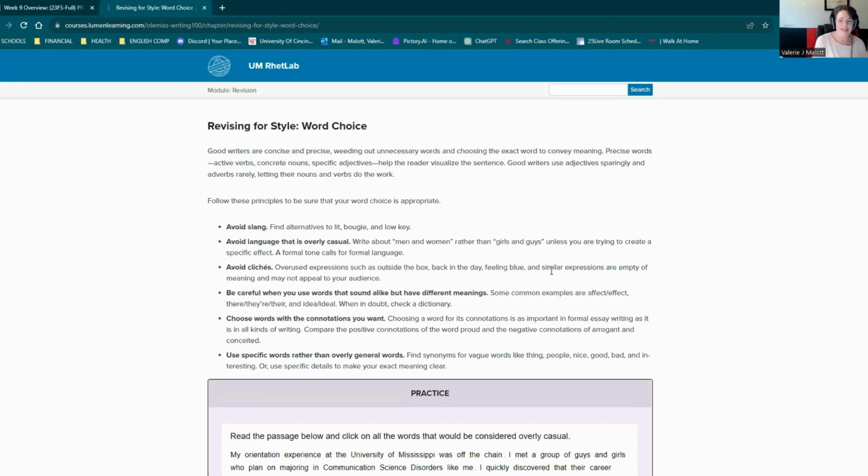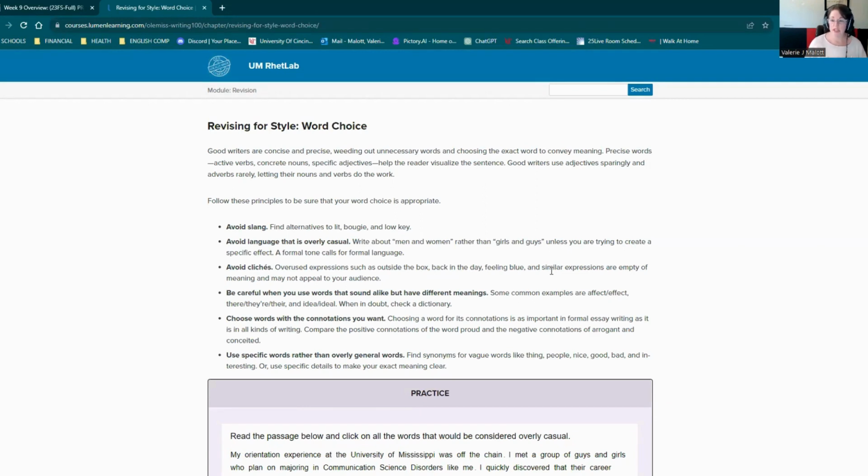Now, what this means is not necessarily writing in a stiff manner or trying to mimic an overly formal language that might not be natural to you. I want you to use your own unique voice, but avoid becoming too casual. So it's a fine balance between writing with your true authentic voice, but also writing for a more formal audience. You want to avoid things like cliches, overused expressions, that kind of thing that might not be appealing to your audience. And also be careful when you use words that sound alike but might have different meanings.